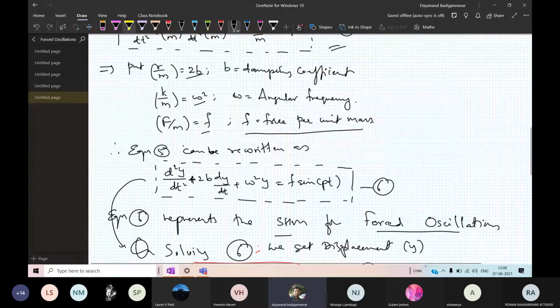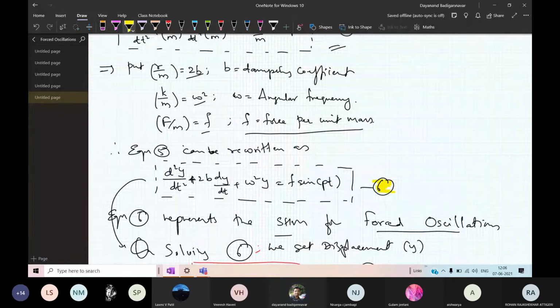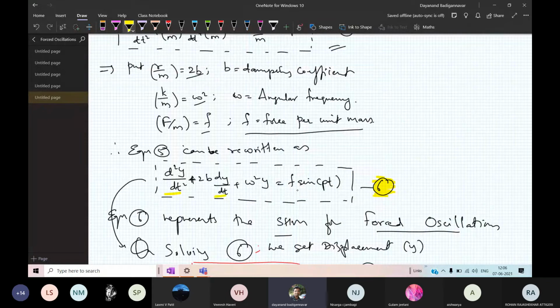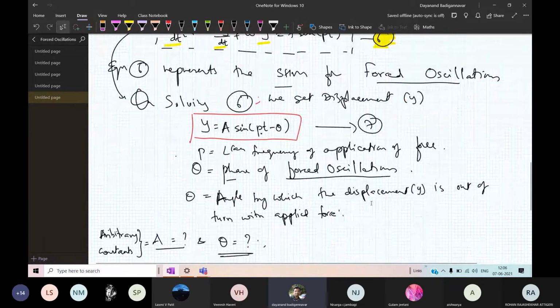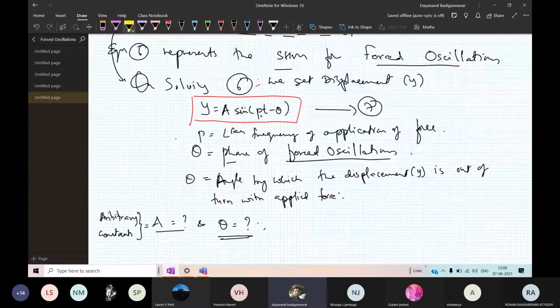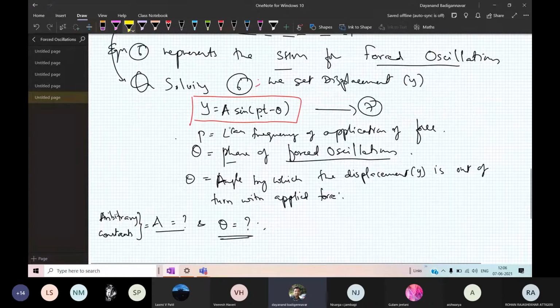To find the value of theta and A, you have to find d2y by dt square, substitute it here, dy by dt, substitute it here, and y, substitute it here, and get the value for the amplitude A and theta. So A is the amplitude and theta is the phase difference. Here I have not written A, I will write here A, where A stands for the amplitude.